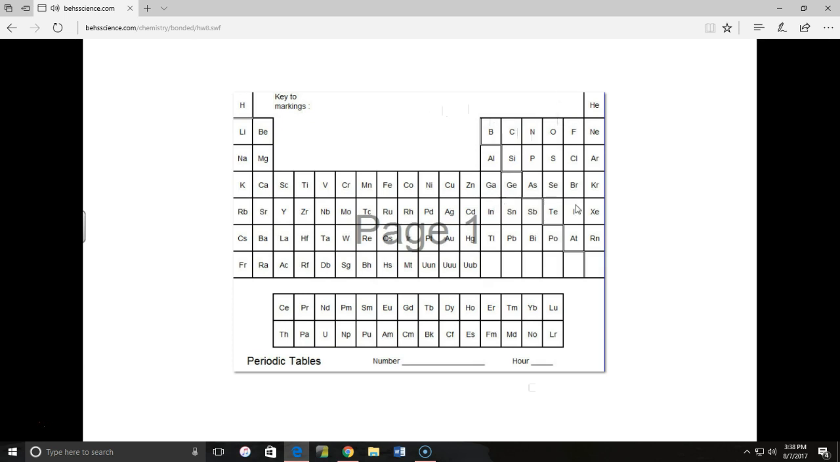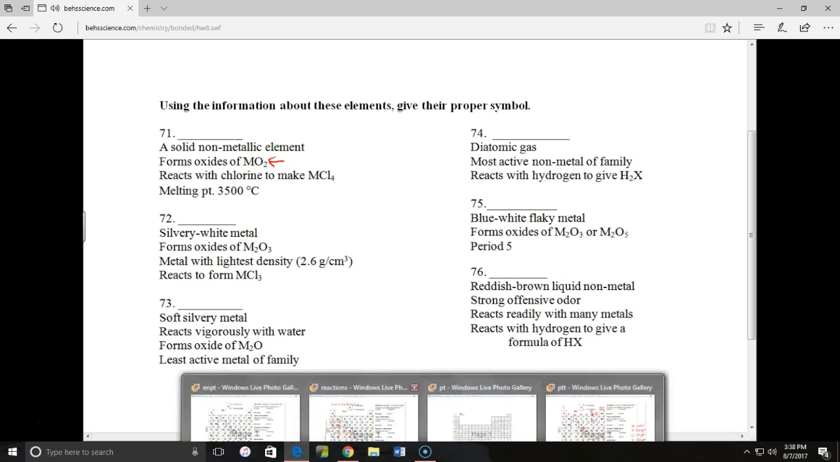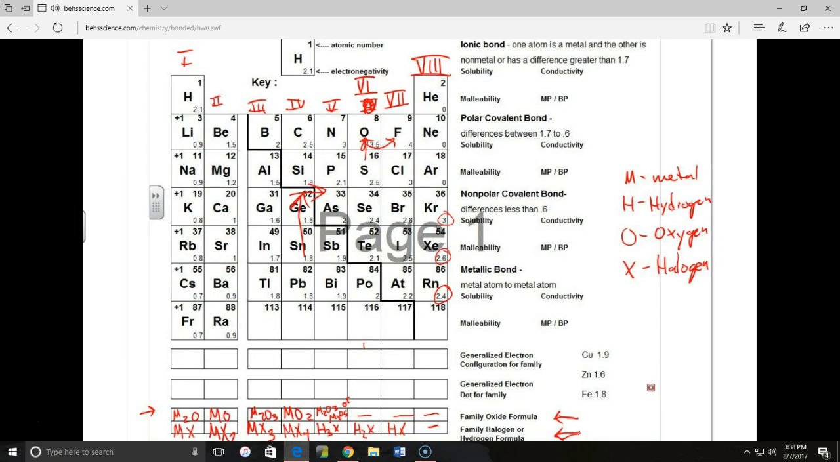So it's a non-metal, which means it's over on this right side. It's solid, so that eliminates anything in this family, the majority of this family, then oxygen and nitrogen. So we're looking kind of right through here. So far we've eliminated at least 90% of the periodic table. Let's continue to read. It forms oxides of MO2. So now we're going to look at our periodic table, find which family has MO2.